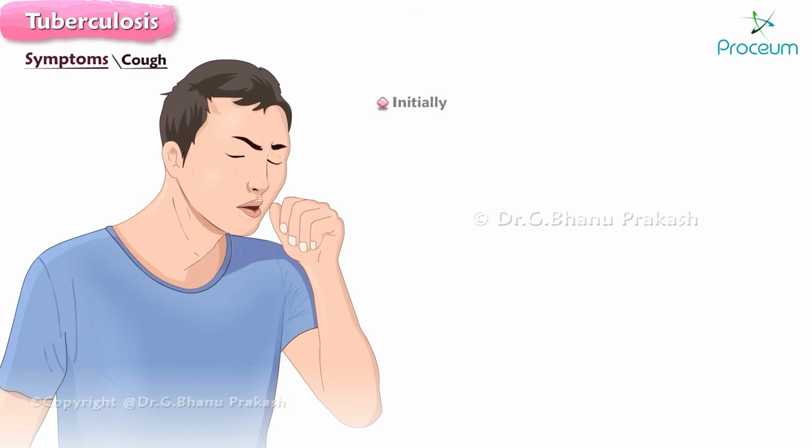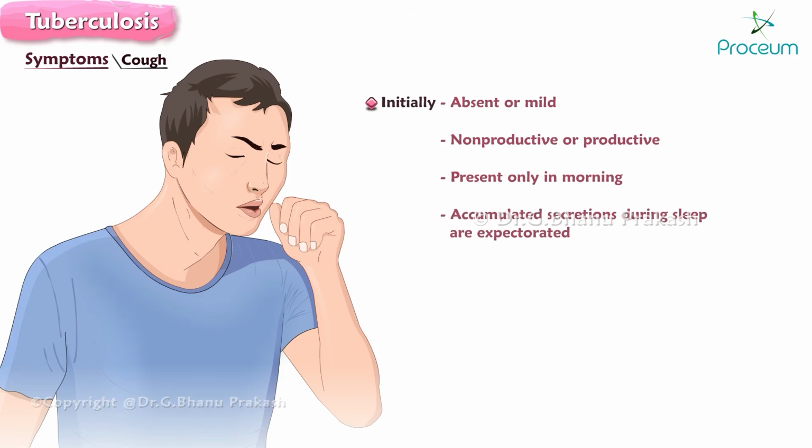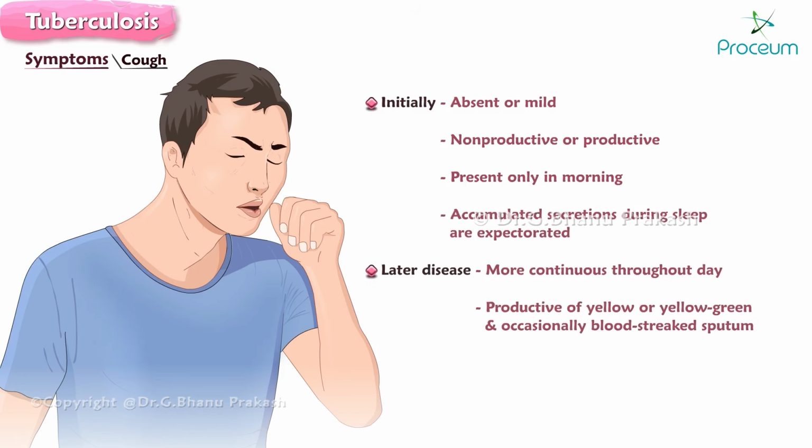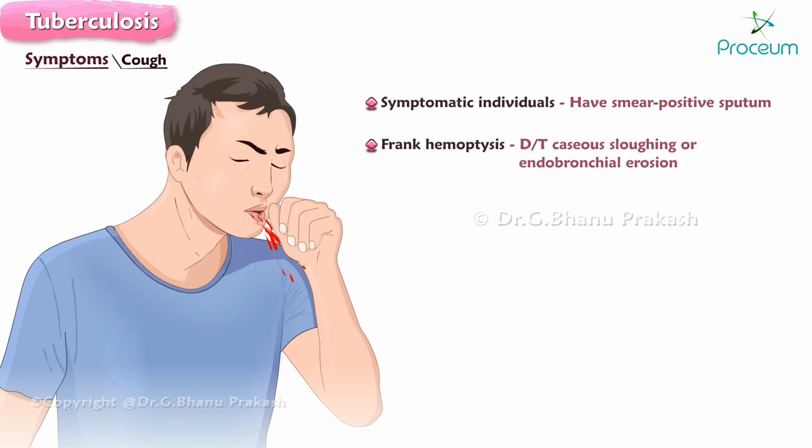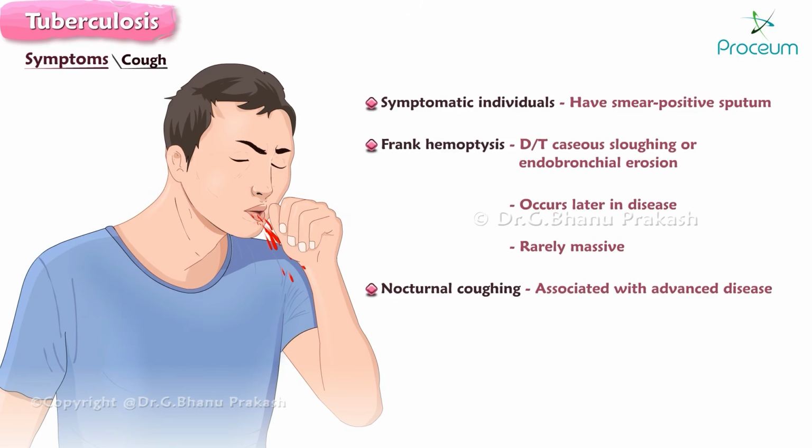Cough. Cough may be absent or mild initially and may be non-productive or productive of only scant sputum. Initially, it may present only in the morning, when accumulated secretions during sleep are expectorated. As the disease progresses, cough becomes more continuous throughout the day and productive of yellow or yellow-green and occasionally blood-streaked sputum, which is rarely foul-smelling. Symptomatic individuals are more likely to have smear-positive sputum. Frank hemoptysis, due to caseous sloughing or endobronchial erosion, typically occurs later in the disease and is rarely massive. Nocturnal coughing is associated with advanced disease, often with cavitation.